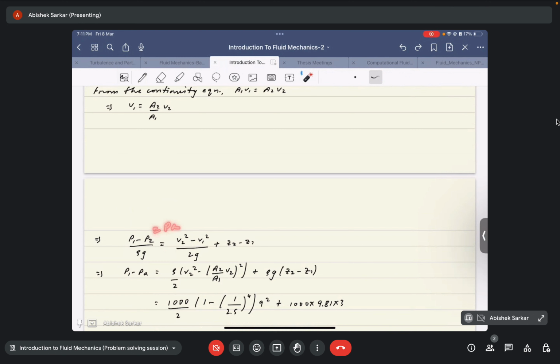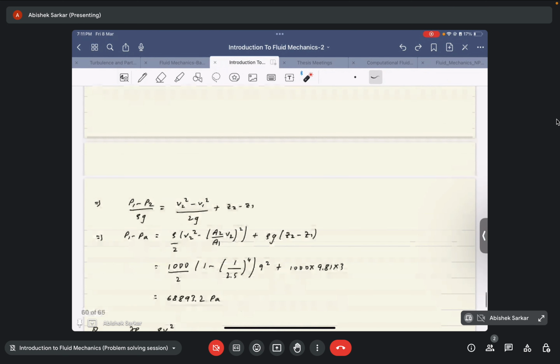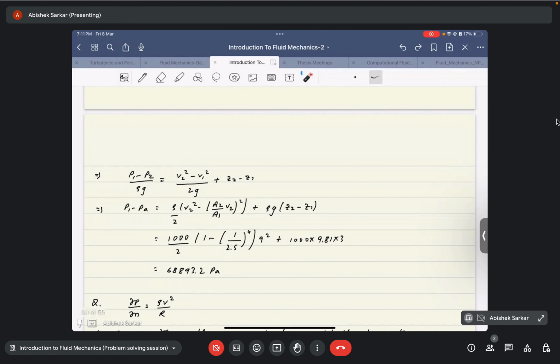is equal to rho by 2 times V2 square minus A2 by A1 V2 whole square, because V1 is A2 by A1 into V2 from this expression, plus rho G into Z2 minus Z1. Then just substitute the value of density, the diameters to find the area, and the velocity given. So rho is 1000, so substitute it by 1000. Then we take V2, which is equal to 9 meter per second, and A2 by A1 would basically be the ratio of the square of the diameters, right?